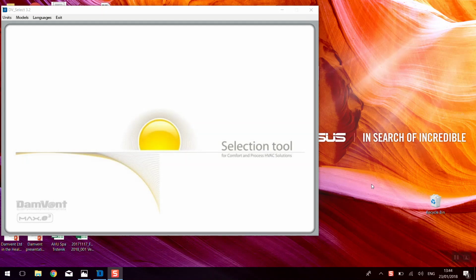Before we give you a detailed analysis of the software and how to make it, we would like to mention the fact that our company, Damvent, was one of the very first in the EU to develop such selection software. This was back in 2009 and 2010, and to date we have developed three offline desktop versions, and now we are getting close to presenting our online version.